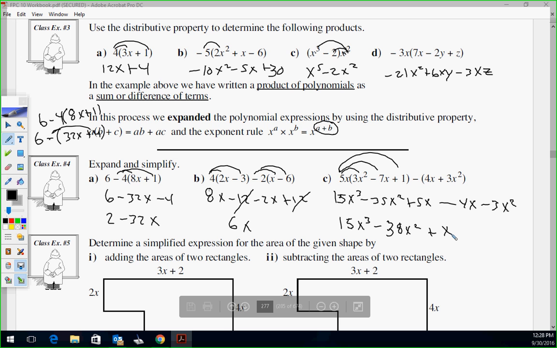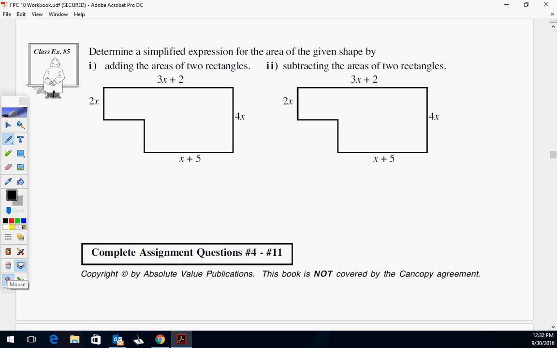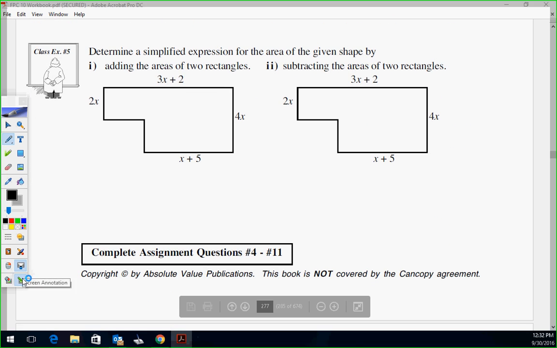Okay, last example here. All right, so determine, and for whatever reason, when these are on tests, you guys freak out about perimeter and area, but that's just an easy way to relate things. So determine the simplified expression of the area given by the shapes, adding areas of the 2 rectangles. So what we got to do is we need to break this into 2 rectangles to do area, because we don't have a formula for this type of rectangle. So we're going to do this one and this one. We're going to add them together.